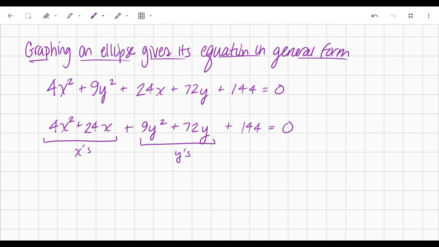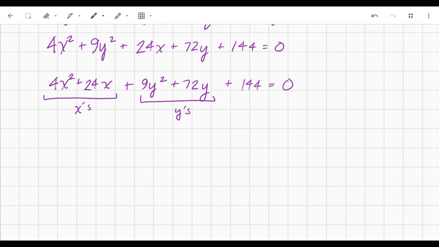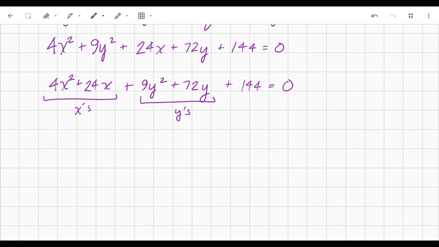Okay, now this is a lot easier if it was just x squared and just y squared, but we have 4x squared and 9y squared. Okay, that's kind of your hint that it's not a circle, the fact that those coefficients are different. So we factor out a 4, and we're left with x squared plus 6x. And then we factor out a 9, so we're left with y squared plus 8y. And we just kind of ignore that 144 for now. Okay, so we factored it out.